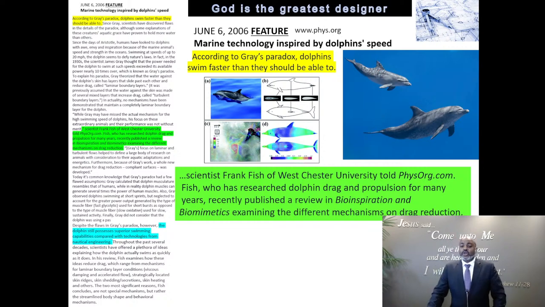It says, Fish, who has researched dolphin drag and propulsion. Drag means when they're going through the water, the water is pushing against them, slowing them down. How could it go so fast?